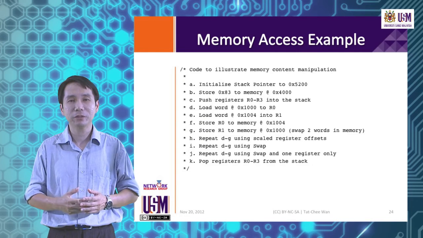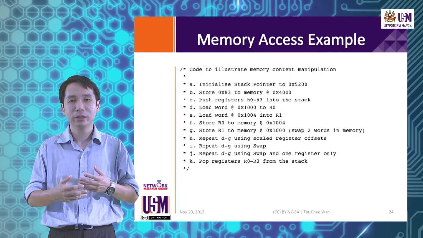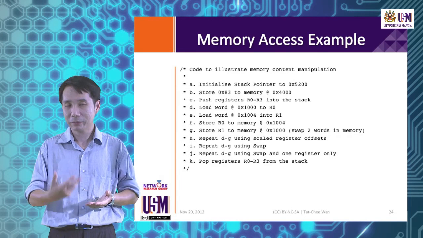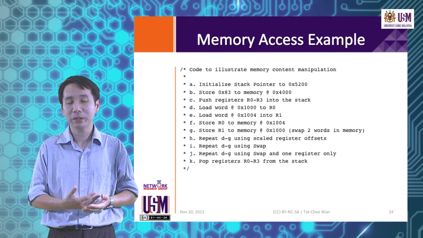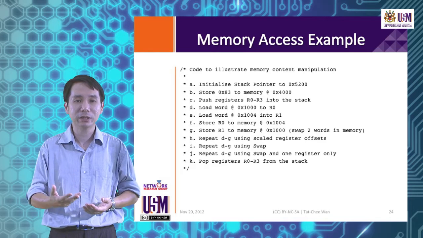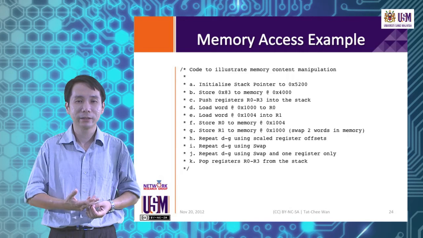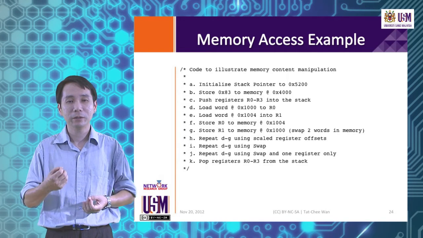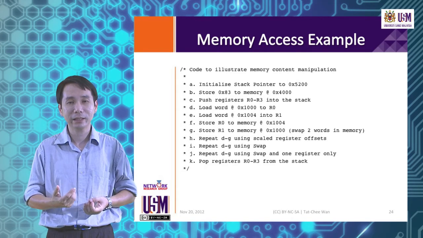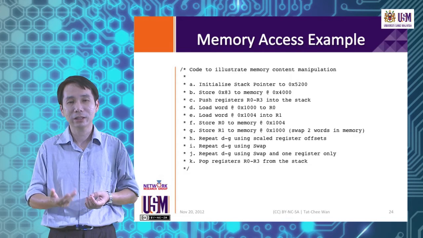Here we will look at an example of how memory access is performed. In this example, we will go through the sequence of manipulation from A, B, C, D all the way up to K several times using different options or combinations of memory access instructions. So basically we will initialize the stack pointer to 0x5200 hex, and then we will store the value of 83 hex into memory address location 4000 hex. Next, we will push the registers R0 to R3 into the stack.